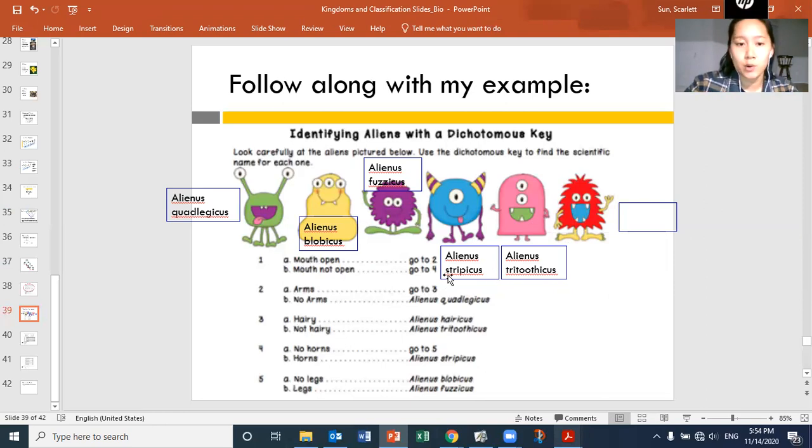Lastly, let's look at this red boy. If you had already crossed these all out as you were working through them, then you would automatically be able to find out what the name is, but we're still gonna follow the steps because we didn't do that. So step 1, is the mouth open or the mouth not open? Looks pretty open to me, so go to step 2. Step 2, does he have arms or no arms? And it looks like this alien's got arms, so go to step 3. Is the alien hairy or not hairy? It looks pretty hairy to me, so the name would be Alienus hairicus.